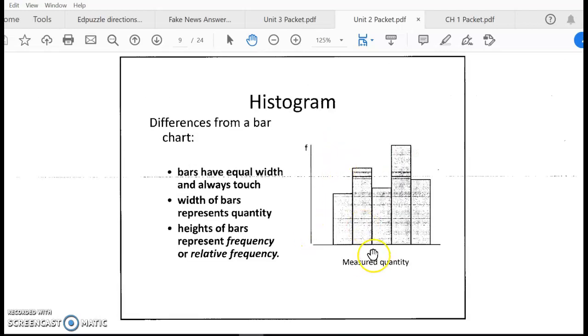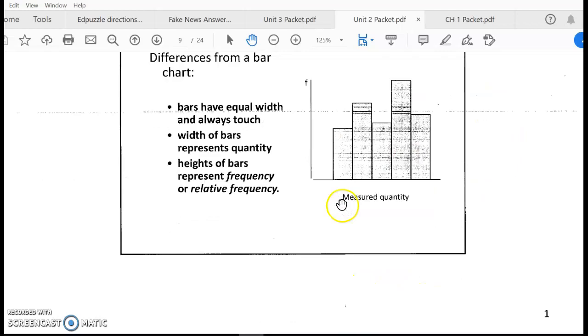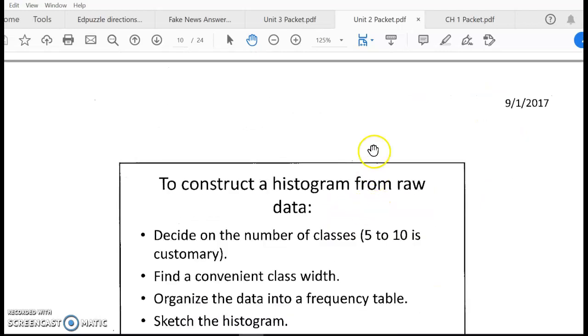There's an example of a histogram. It does need some more things on it. Notice frequencies here, the measured quantity, what you're talking about, and then it does need a title. Can't forget our title. All right?